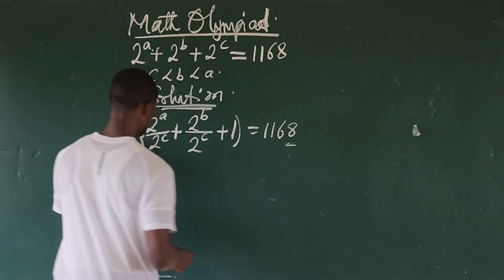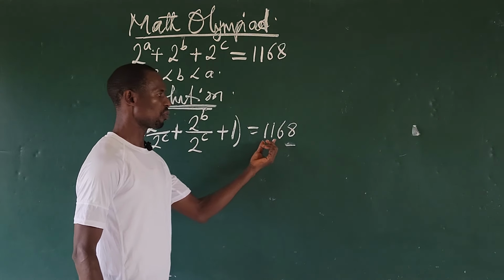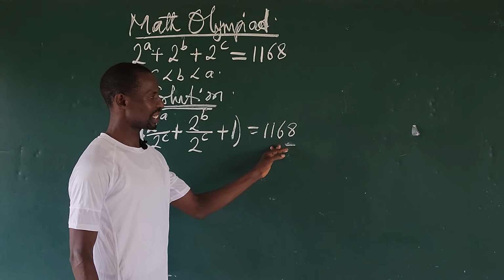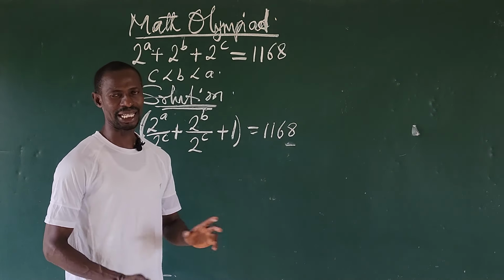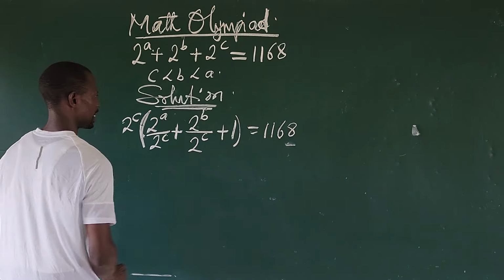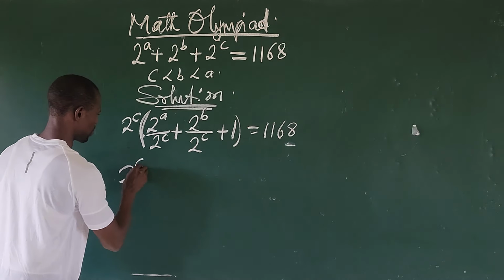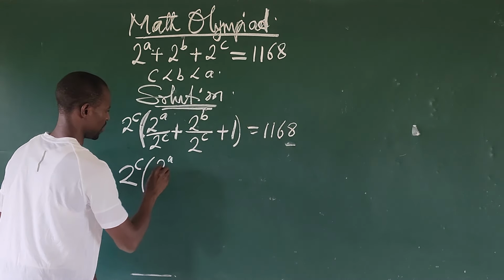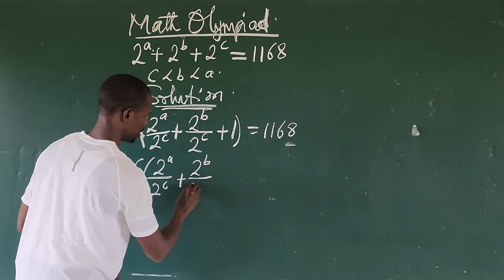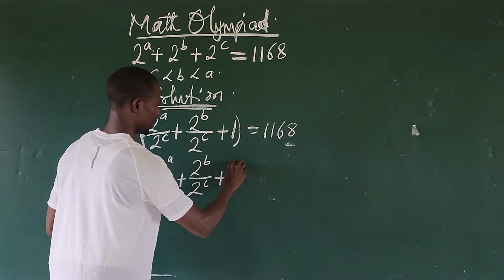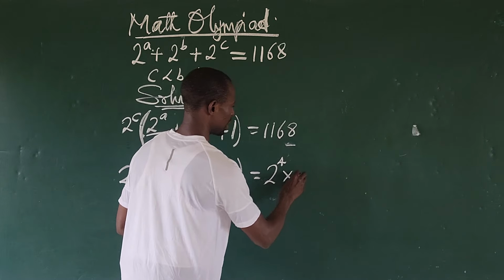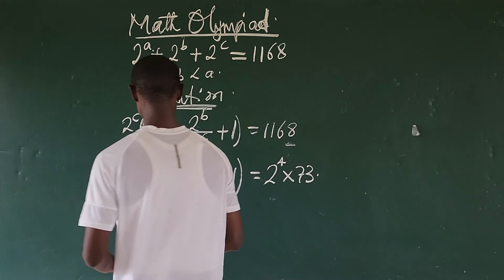And so we are having the base number here to be 2. So we divide through by 2 on this other side too. So if you do that, we're going to discover that 16 times 73 will give us this. And 16 can be expressed as 2 to the power of 4, right? So let's go ahead and rewrite this side of the equation. So we're going to have here 2 to the power of C bracket 2 to the power of A over 2 to the power of C plus 2 to the power of B over 2 to the power of C plus 1, then close bracket, equal to 2 to the power of 4, then times 73. So what do we discover here now?